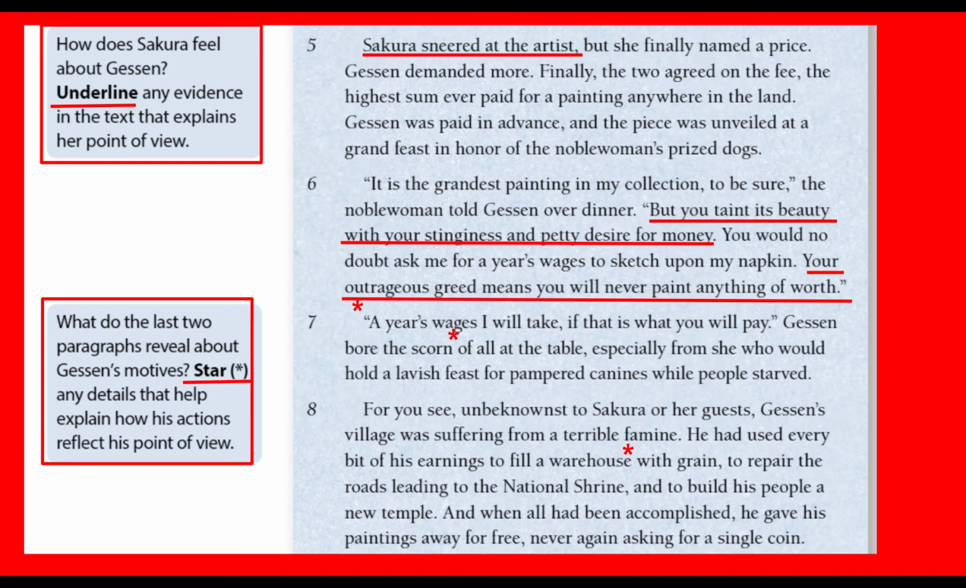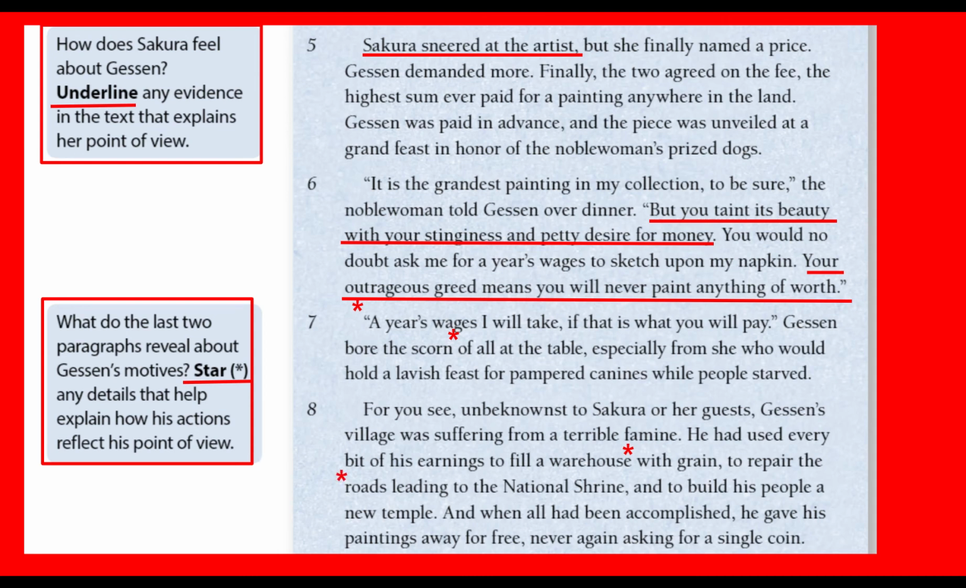So in the meantime, Jeshen is trying to help the village who is suffering from a famine, and he's taking the money and he is filling up that warehouse with grain. So I put my star beside warehouse because this helps explain how his actions reflect his point of view. So he's filling up the warehouse with grain.